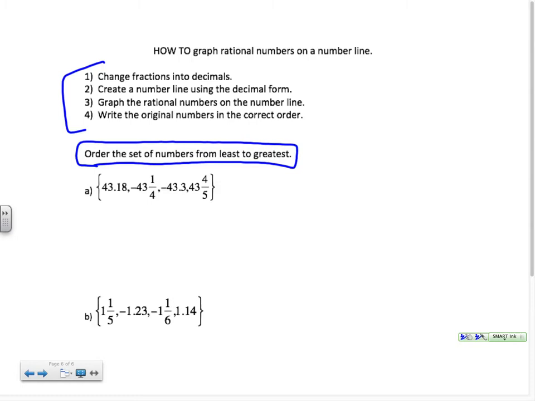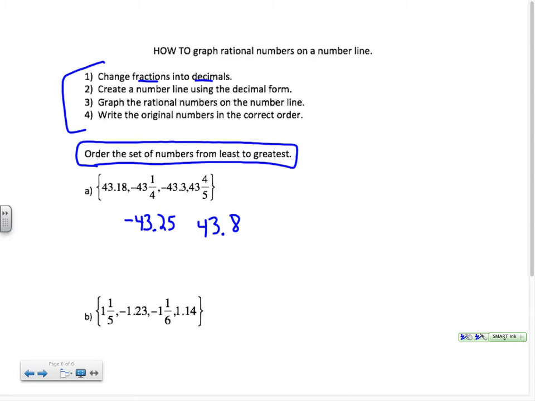So step number 1, change fractions into decimals. So let's find all our fractions and change them into decimals. So I have this negative 43 and 1/4, which is 43. Use your calculators if you need to. I can do this because it's a common fraction decimal equivalent. 1/4 is 0.25. Here's our other one, 43 and 4/5, and I could do this too. Use your calculator, but I know 4/5 is the same as 8/10, so I'm going to put 8/10 there.